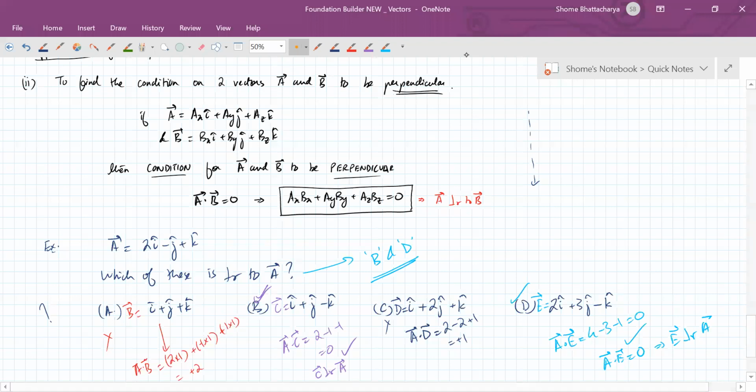Okay, so this is something very useful. Always remember the easiest way to check that two vectors are perpendicular, take their dot product, it should be 0. So this is the condition on finding out whether two vectors are perpendicular or not.